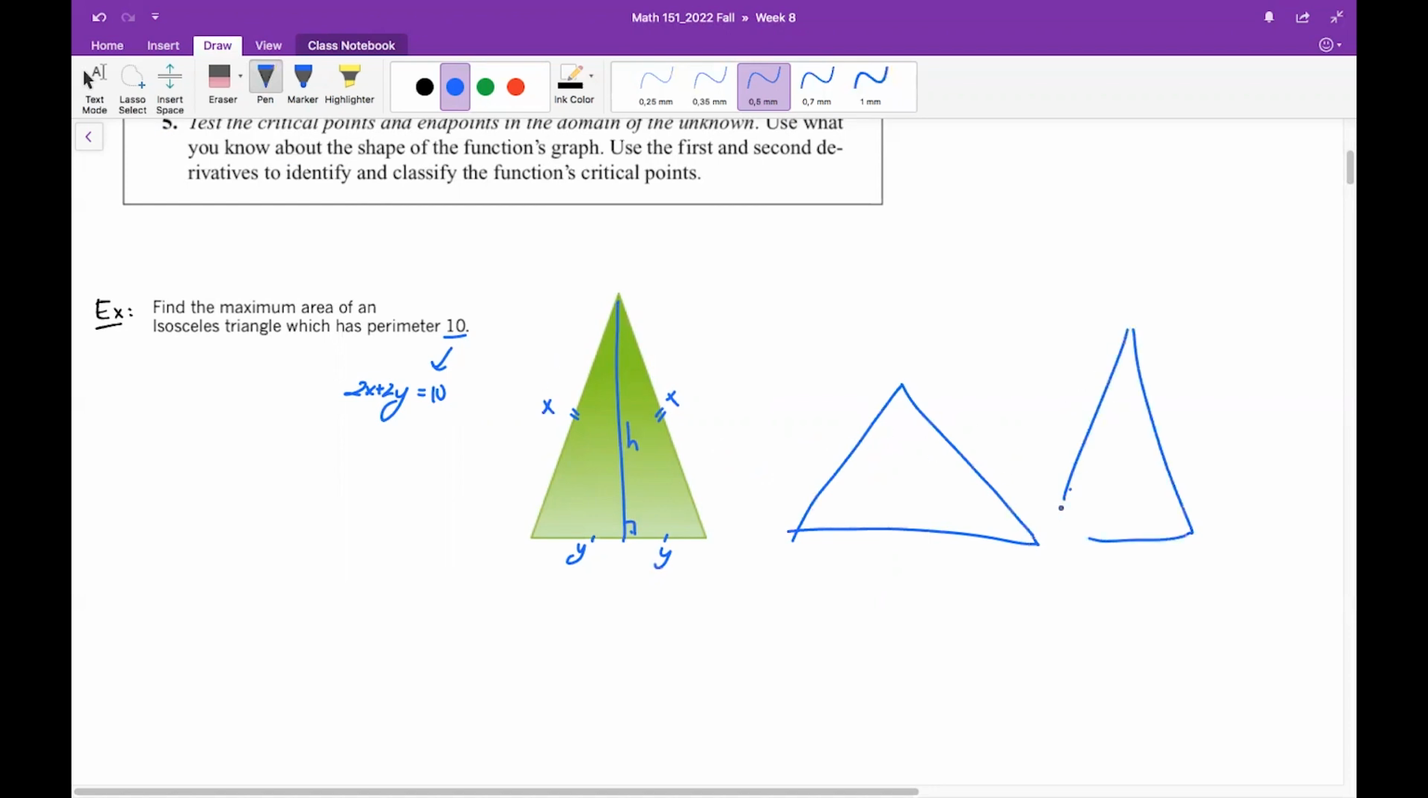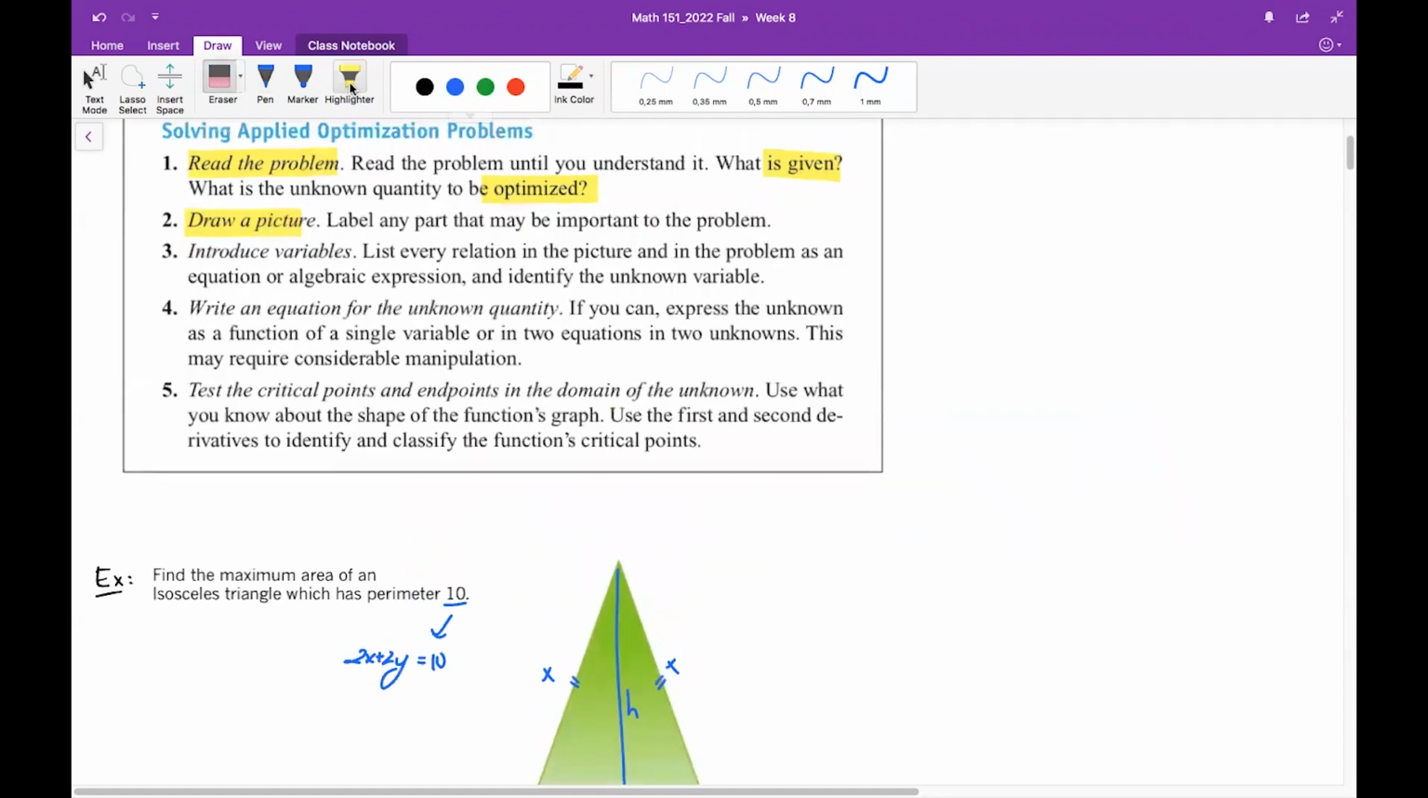You may create different isosceles triangles with the perimeter 10, for example, like this, or for example, like this one. But what we want is to find the quantities x and y with this fixed perimeter such that the area is the maximum. This is an optimization problem. So we first understand the problem and we draw the picture. And then in this picture, we introduce our variables.